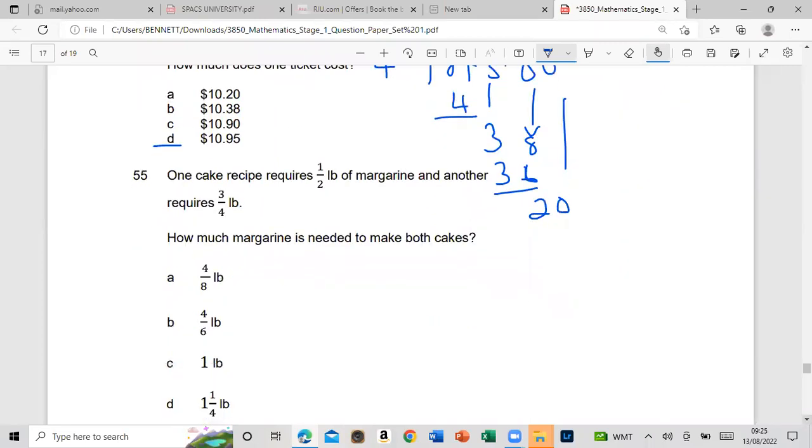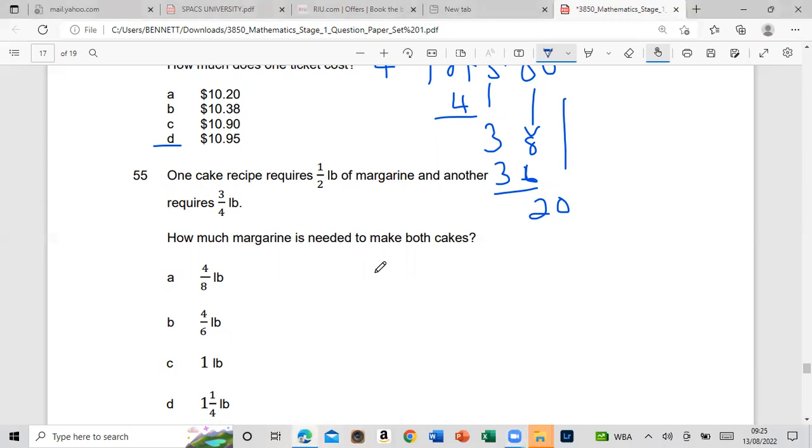One cake recipe requires half pound of margarine and another requires 3/4 pound. How much margarine is needed to make both cakes? Oh Lord, margarine. Oh, all right. Just give me a few minutes. Can I finish up class here? All right, so we have 10 minutes, guys. Let's go.